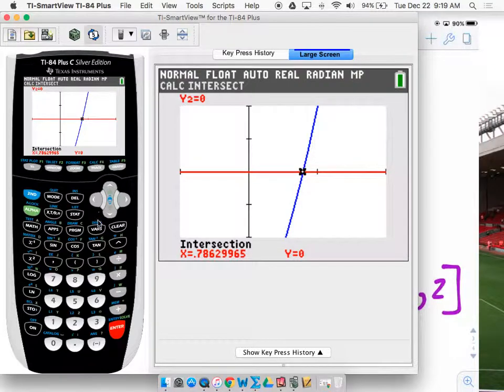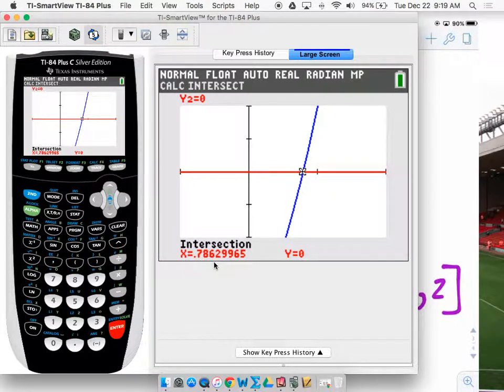Second trace, number 5. All right, so it looks like at x equals 0.786, that's our answer. What I want you to start getting in the habit of doing is writing down that answer, because most likely we're going to have to use it again.